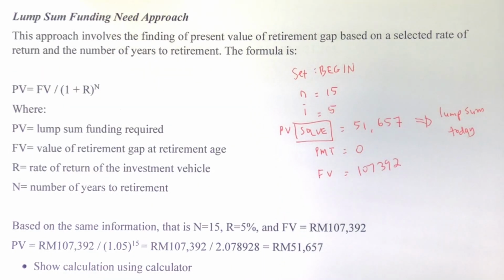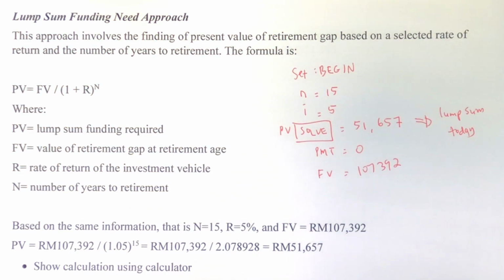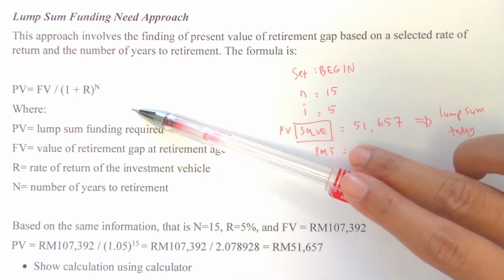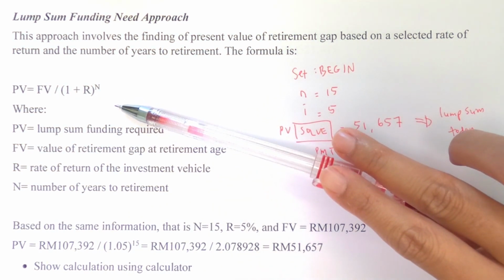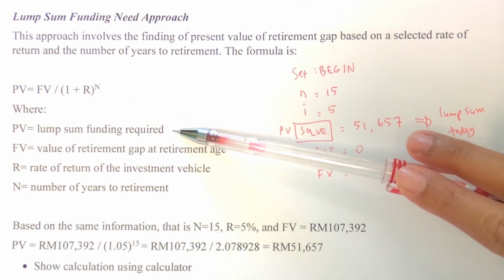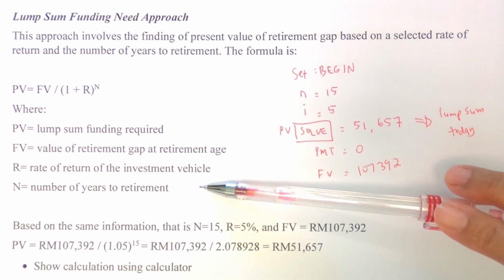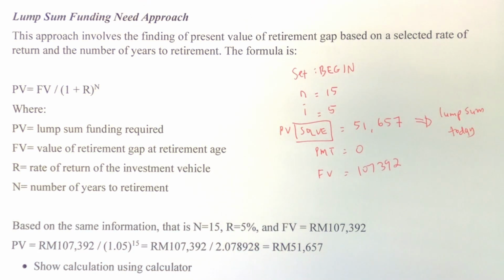Now we are looking at the lump sum funding need approach, and this approach involves finding the present value of the retirement gap based on the selected rate of return and the number of years to retirement. The formula is PV equals FV divided by (1 plus R) to the power of N, where PV is the lump sum funding required today, FV is the value of the retirement gap at the retirement age, R is the rate of return of the investment, and N is the number of years.